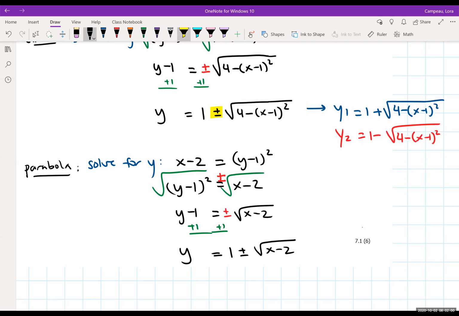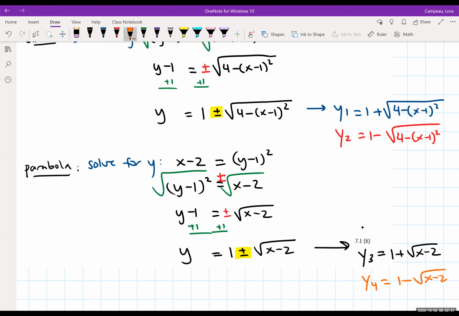But keep in mind, because you have the plus or minus, this is going to end up with us entering it separately into 2 different equations. So this is going to leave us with y3, 1 plus square root of x minus 2. And I guess my y4 is like pink or something like that, but I'll go with orange. y4, 1 minus square root of x minus 2. So let's go back to our TI.